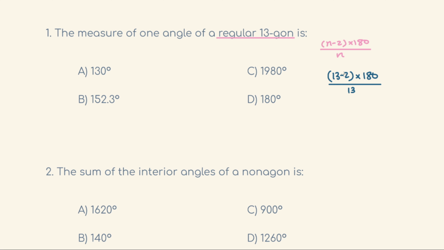Okay, now 13 minus 2 is 11, so 11 times 180, and then we're going to divide that by 13, and that's going to come out to 152.3 degrees. So that's B. Now on to question 2.